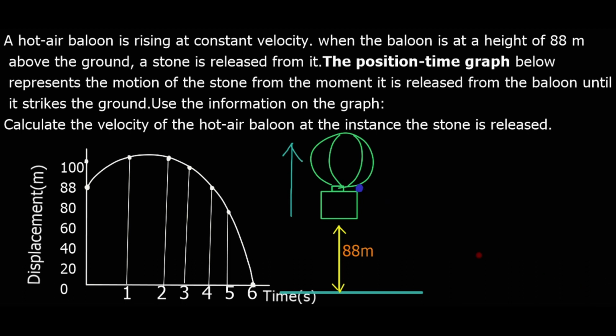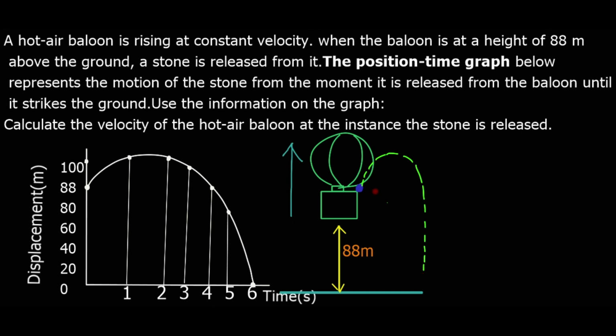According to Newton's first law, an object at rest will remain at rest. An object in motion will continue in a state of motion unless acted upon by an unbalanced force. This hot air balloon is in motion. This means this stone is in motion because this stone moves with this hot air balloon. And because this stone is in motion, it keeps moving upward first before it goes down.